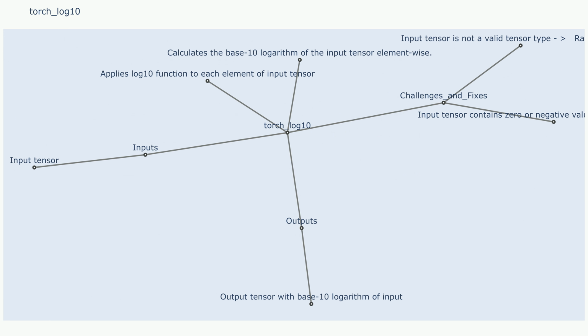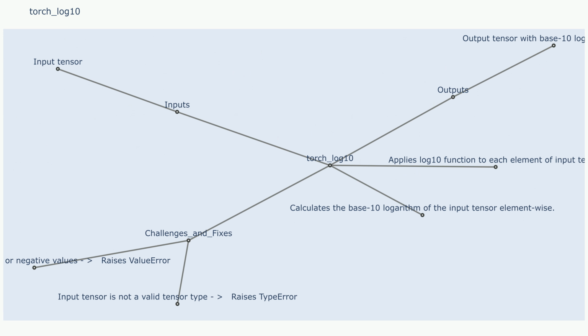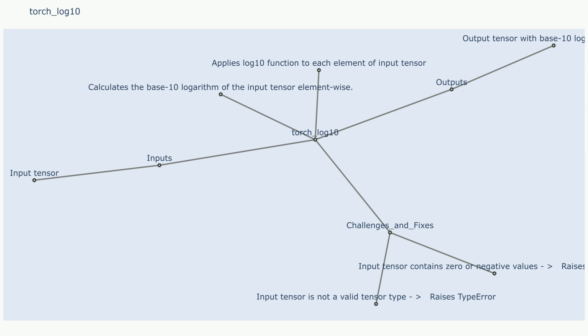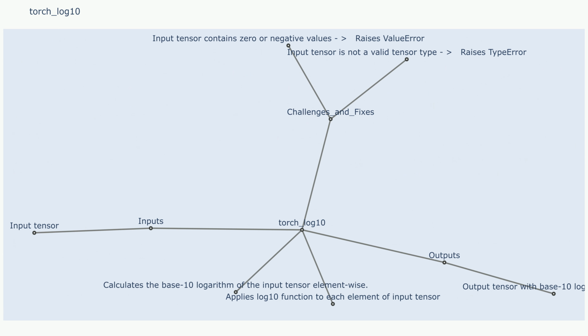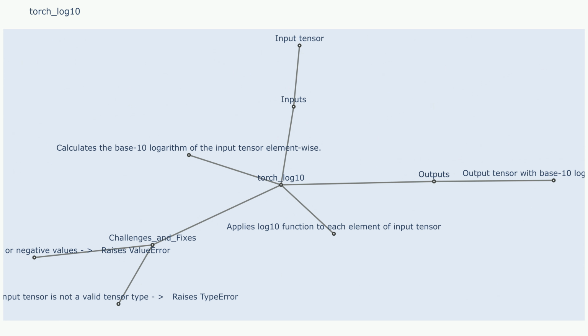Challenge 1: Input contains 0 and negative values. Sample use case that resulted in challenge 1: torch.log10(torch.tensor([0, -1, 2])). Fixes to challenge 1: The function will return -INF for 0 values and NaN for negative values. This is because the logarithm is undefined for these values.